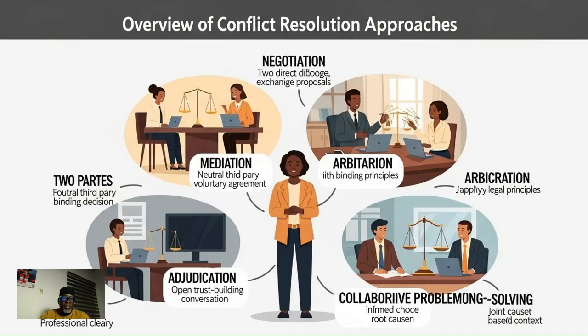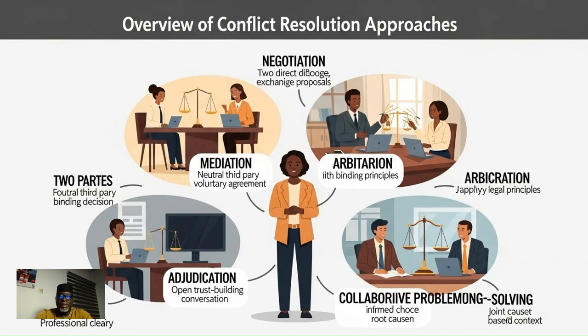And of course, the sixth approach under conflict resolution approaches is collaborative problem solving. It focuses on working together to identify the root causes of conflict and developing creative solutions that satisfy the needs and interests of all parties involved.